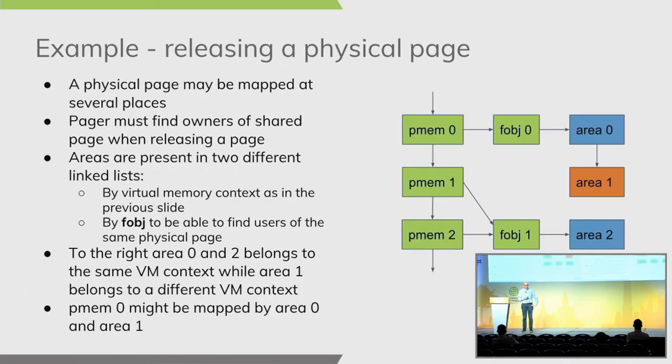We also have a different way of looking at the data structures, and that's when we need to unmap a physical memory from a context. In that case, we need to look up each context where the physical page is mapped in order to invalidate the TLB, etc.